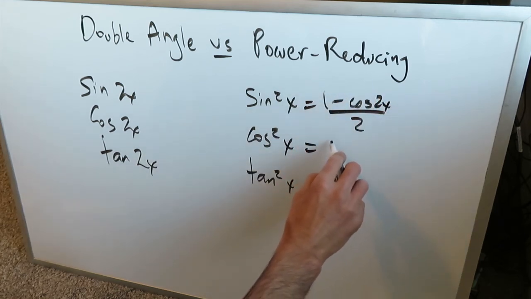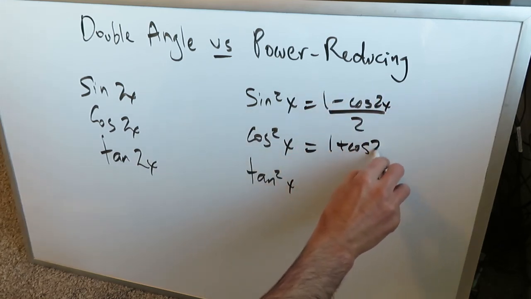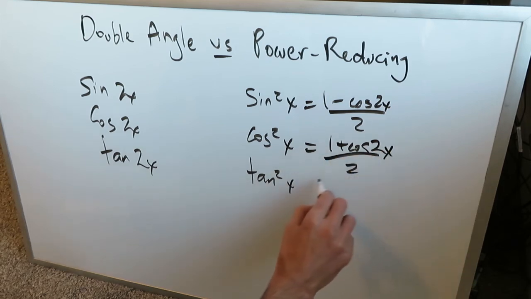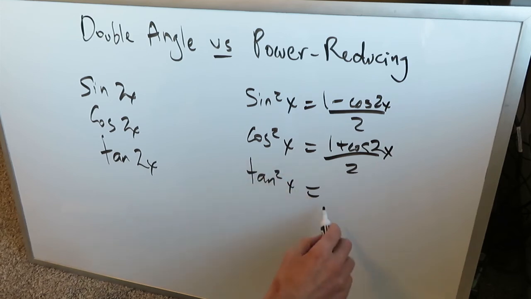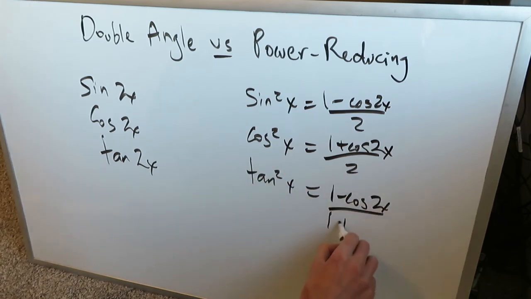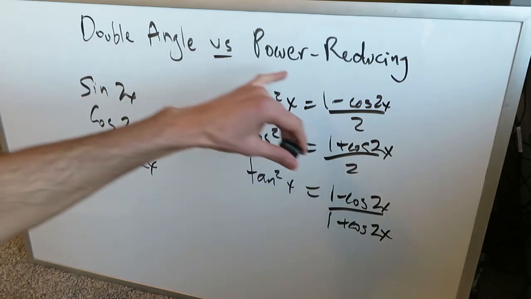Cosine square x becomes 1 plus cosine 2x over 2, and the tan square x becomes sine square x divided by cosine square x. You'll get 1 minus cosine 2x divided by 1 plus cosine 2x. But I want to show you the derivation of all of these formulas, and that's what I mean by the formal discussion of these two.